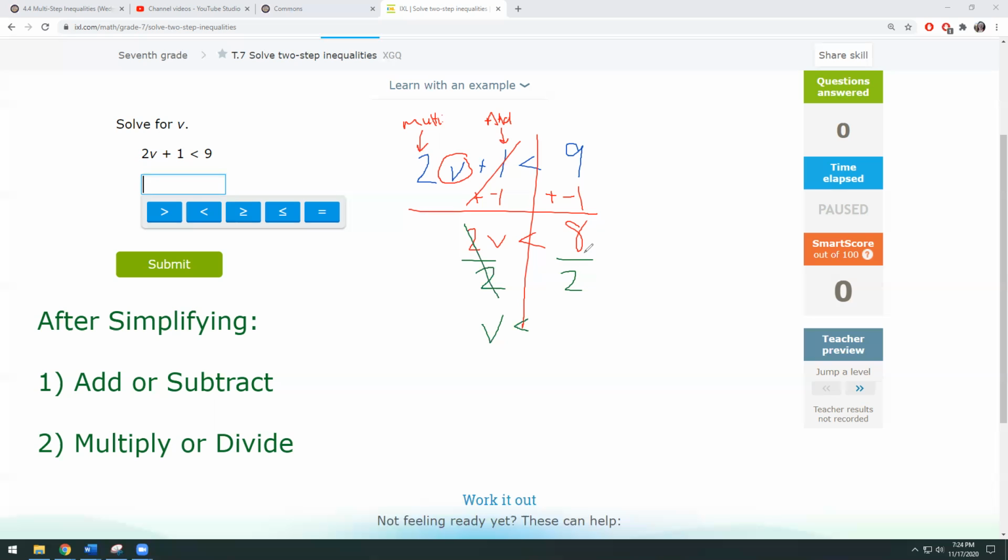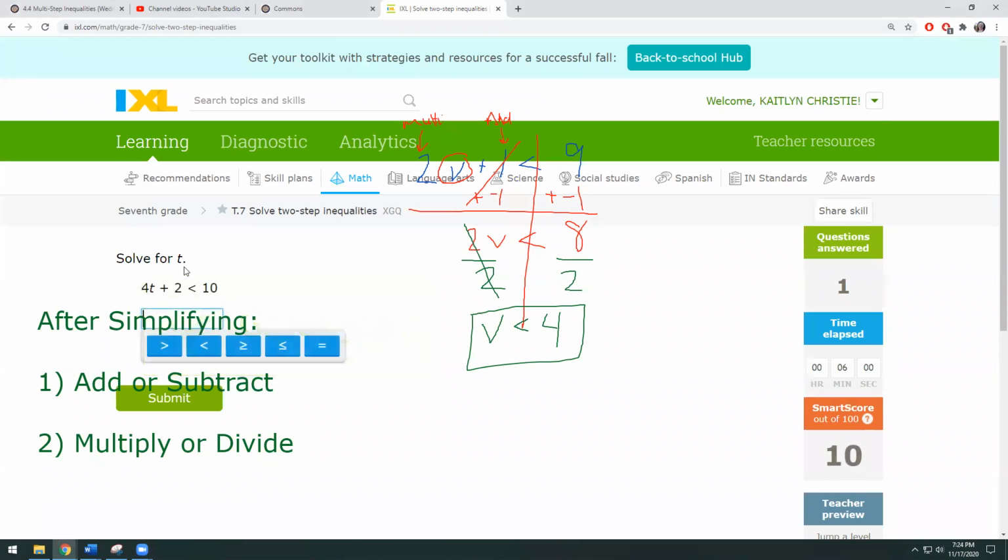Now I have 8 divided by 2. 8 divided by 2 is 4. And that's going to be my final answer. So let's go ahead and enter that into IXL. V is less than 4. And we got it correct.